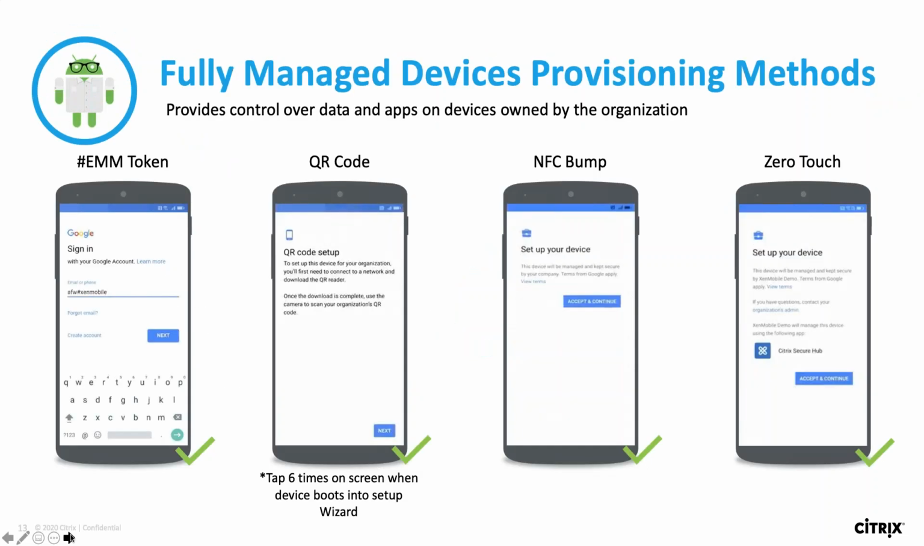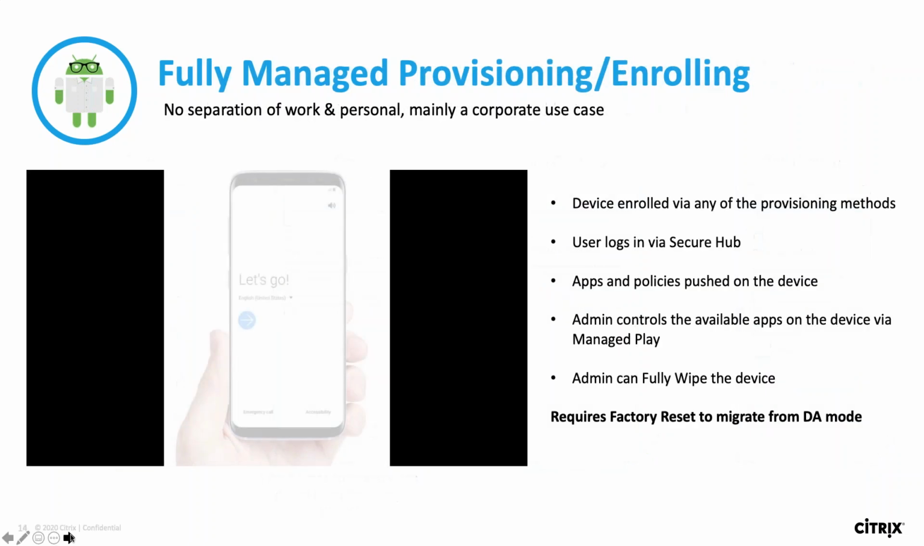All right, so let's now move on to fully managed, right? At Citrix, we support all the methods that are out there to provision the devices, whether it's AFW, Zen Mobile, which we call your EMM token, whether it's QR code, NFC, or zero touch, right? All these ones are supported.